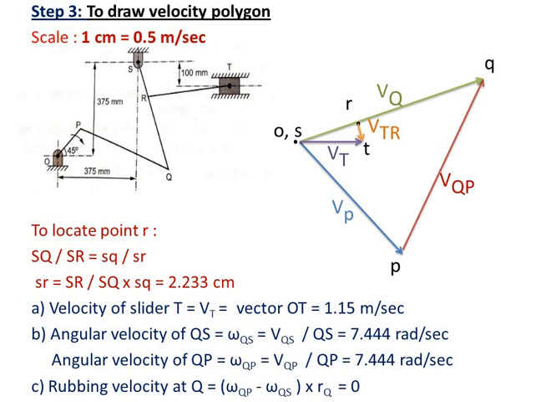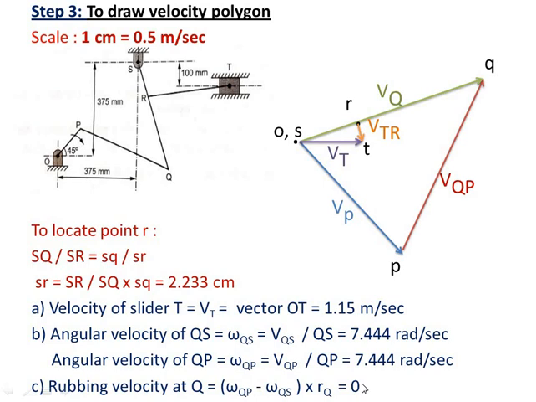Now next is to calculate the rubbing velocity at Q. At point Q, there are two links, PQ and QS, or you can say QP and QS. So the rubbing velocity will be omega QP minus omega QS, into the radius of the pin. But omega QP and omega QS are the same, that's why it is coming out to be 0.